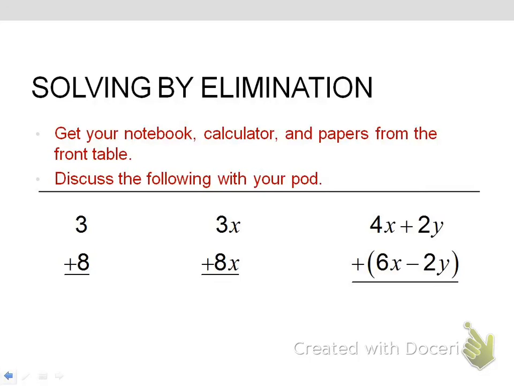Okay, so 3 plus 8 is? 3x plus 11x is? 11x. And 4x plus 2y plus 6x plus minus 2y is 10x. And these two numbers? Eliminate. Or eliminate. Great job.